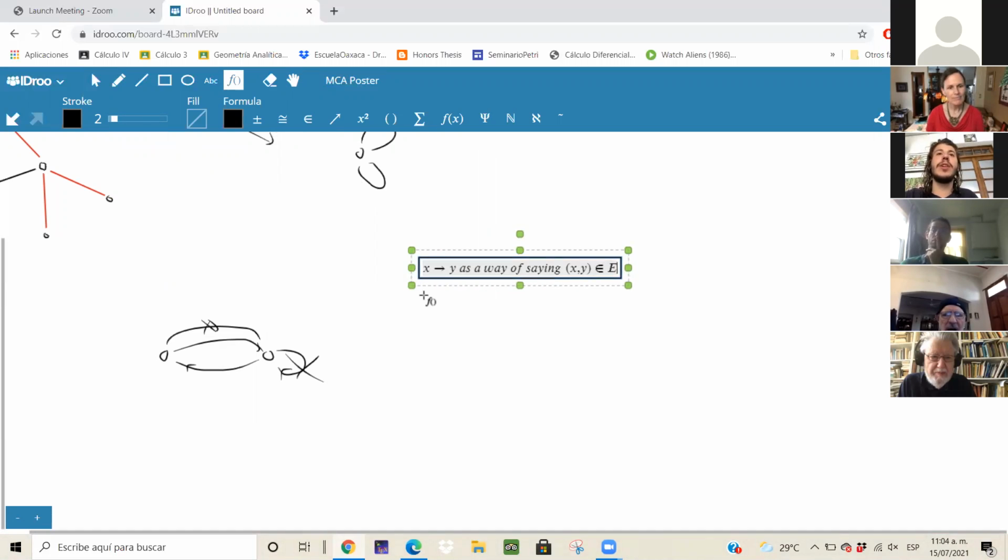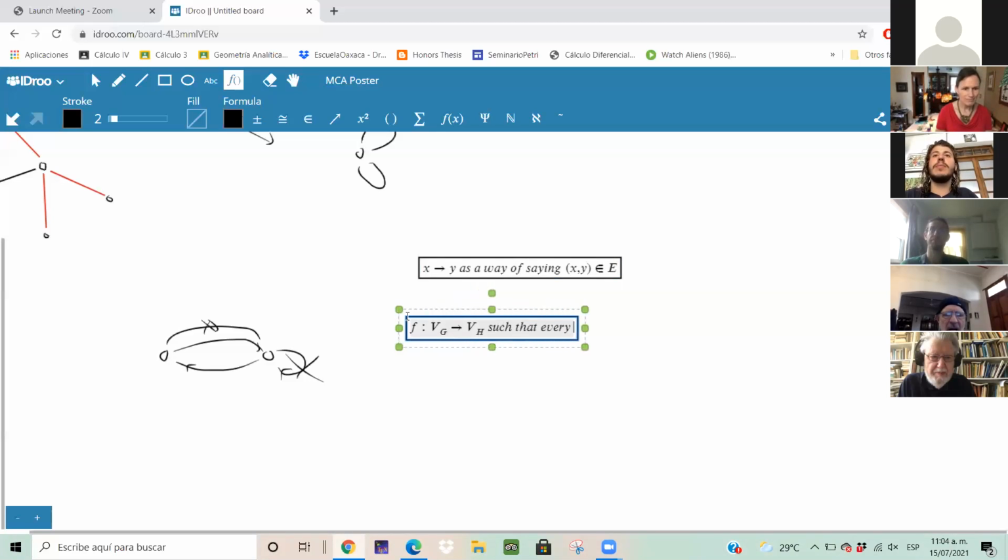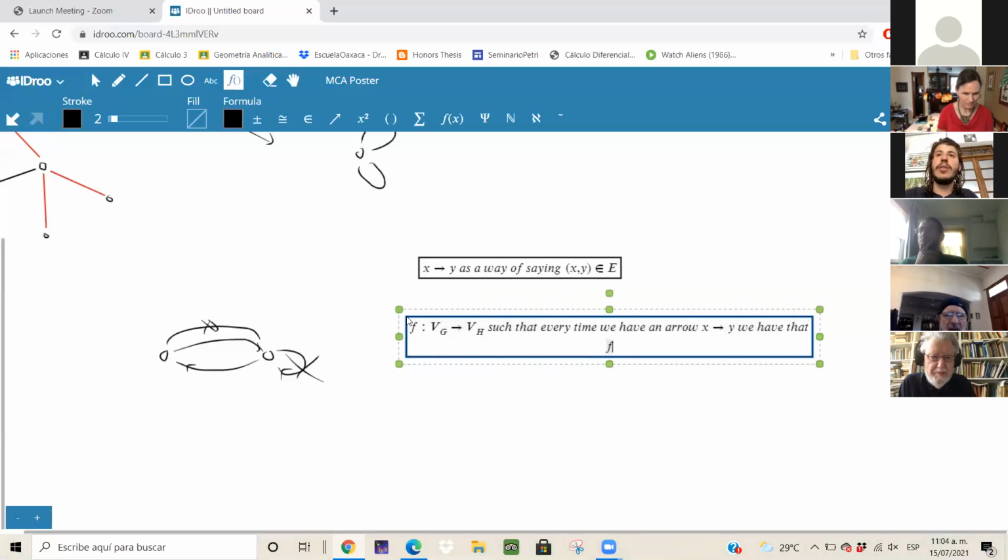So what do we mean by a map of digraphs? By a map of digraphs, we mean a map f that goes from the vertices of a digraph G to the vertices of a digraph H, such that every time we have an arrow x to y, we have that either f(x) equals f(y), or there is an arrow from f(x) to f(y).